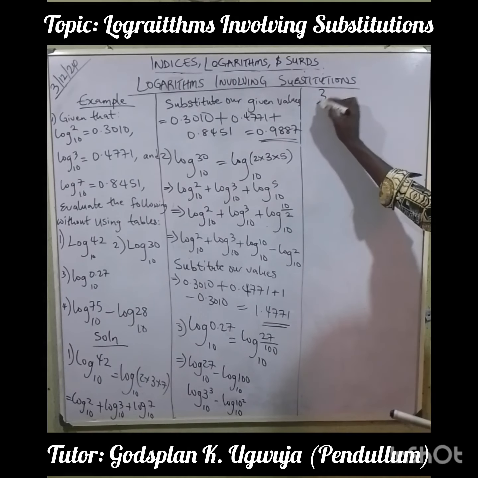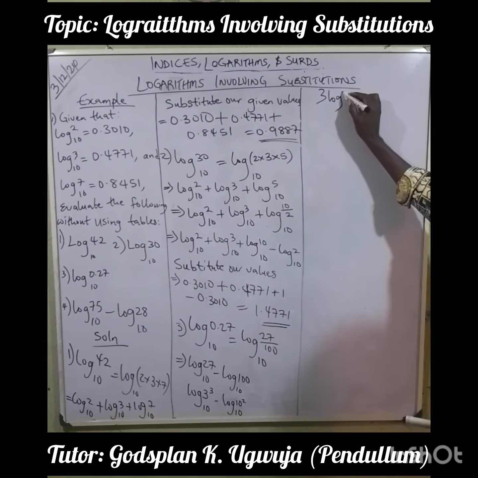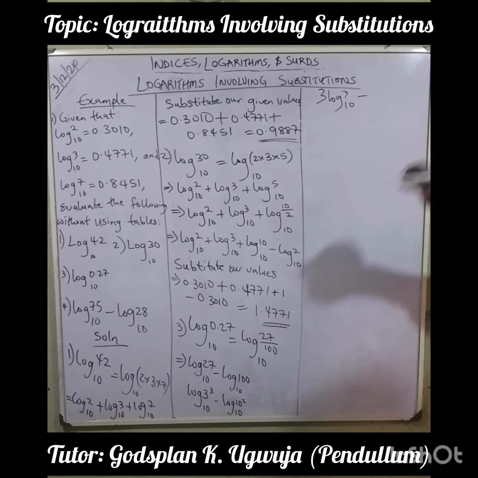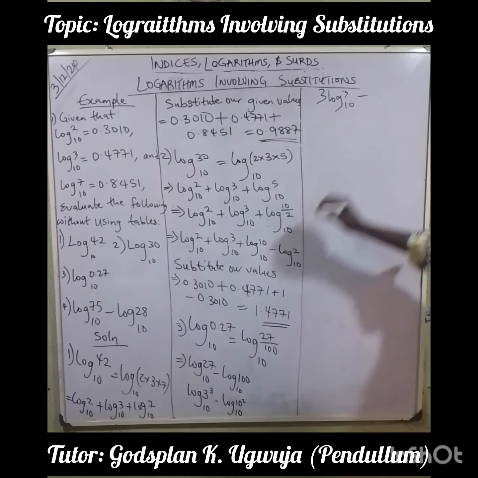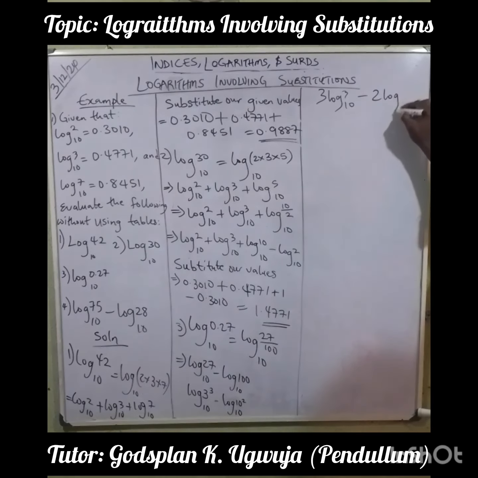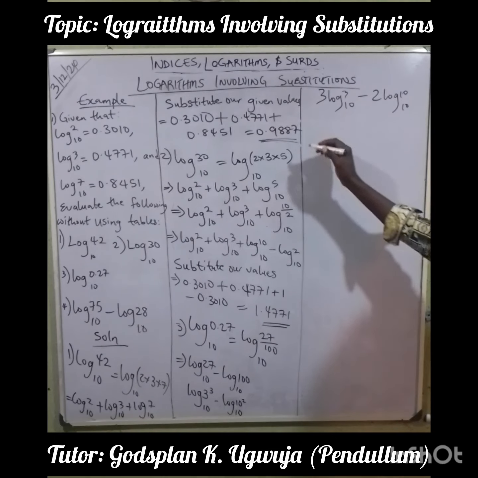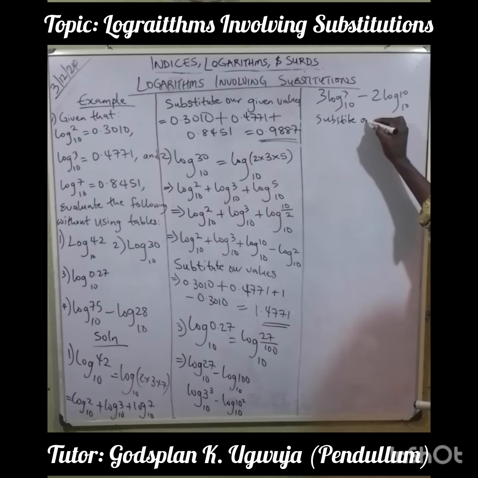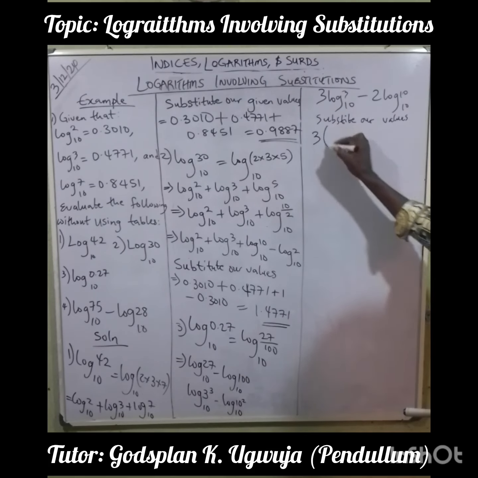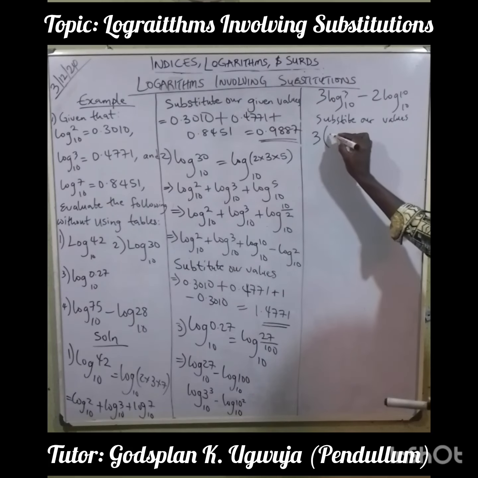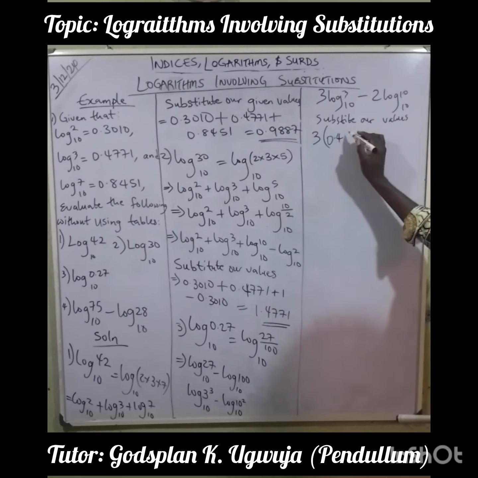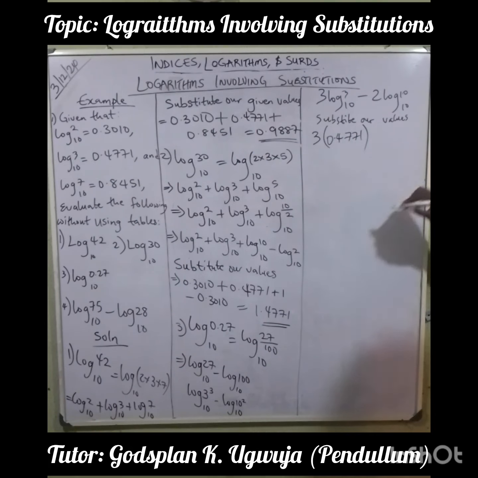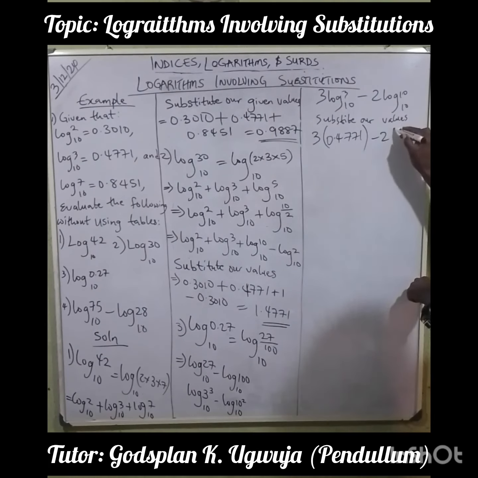So we have 3 log 3 base 10 minus. These 2 also can move to the front. So you get 2 log 10 base 10. Now if we just substitute our values, we have 3 log 3 base 10 is given to us as 0.4771 minus 2 log 10 base 10 we know is 1.